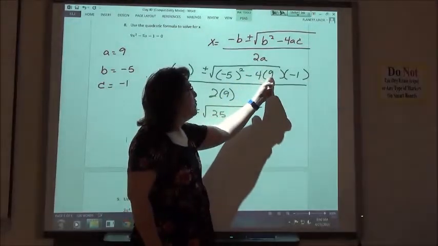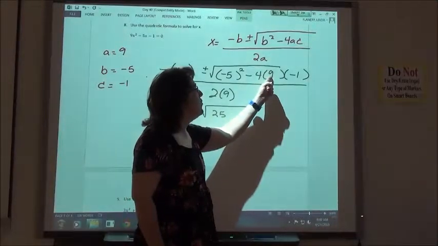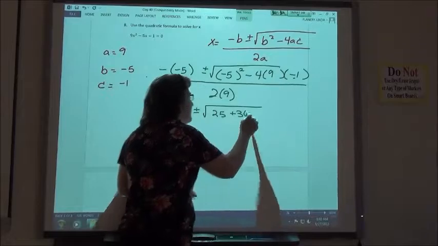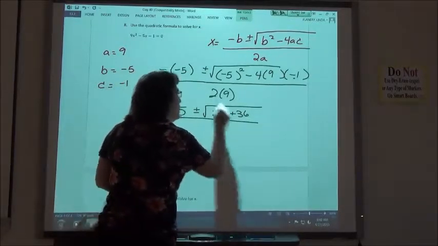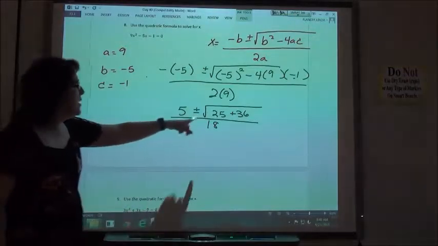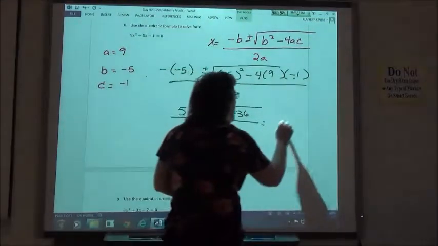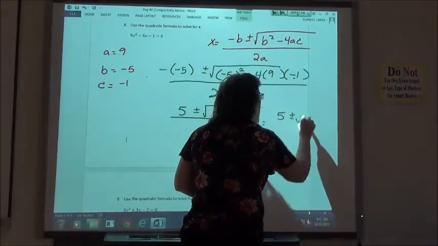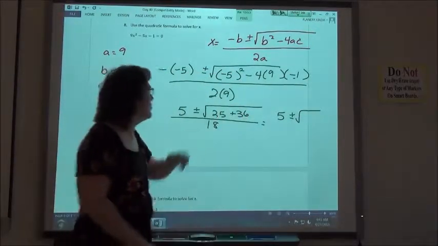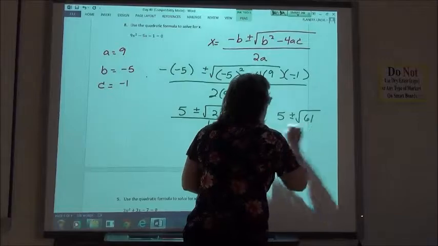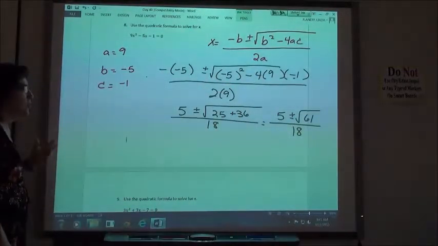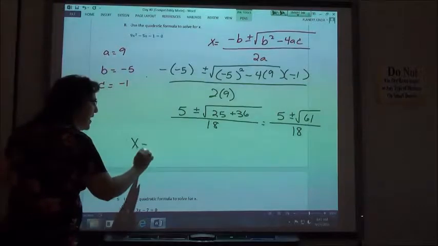-4 times 9 would be -36. A -36 times a -1 is going to be +36 then. Over 2 times 9, 18. So on this one here, we're going to add. We're going to get 5 plus or minus the square root of 25 plus 36, which would be 61, all over 18. So again, you're going to have your two different answers.